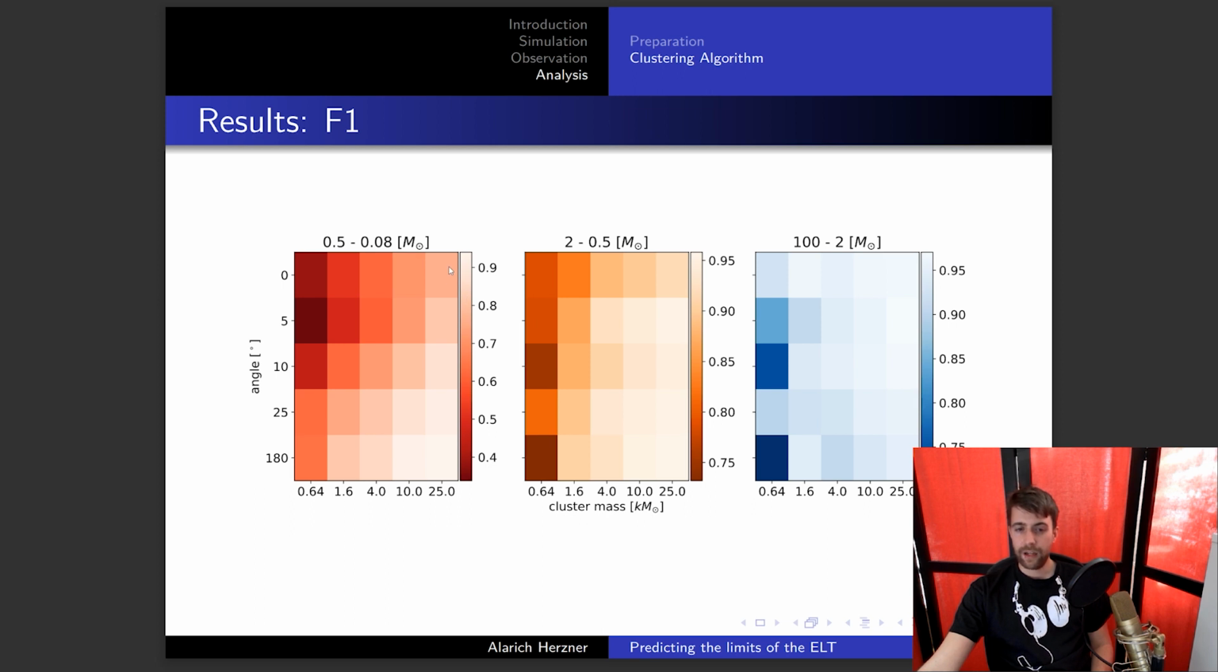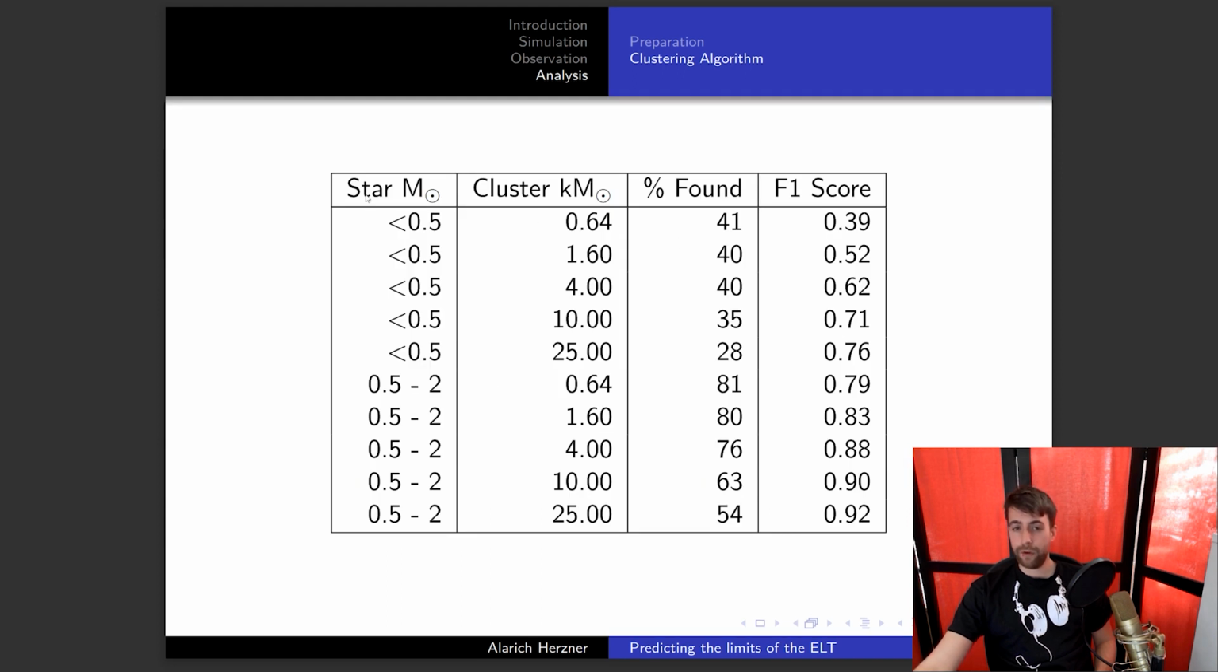Here you can see we get better results. This is a lighter red. It's closer to 1 than here on the left for a very small cluster. And at the angle 0, so looking at the galactic center, it's worse compared to when looking at the galactic anticenter, so looking in the opposite direction of the galactic center. Of course, over there are way fewer field stars, so the clustering algorithm tends to perform better. Some nice images, but let's also have a look at some numbers.